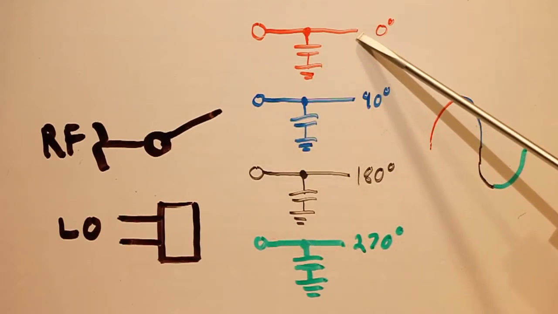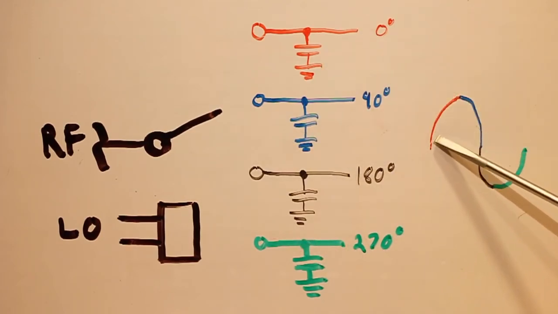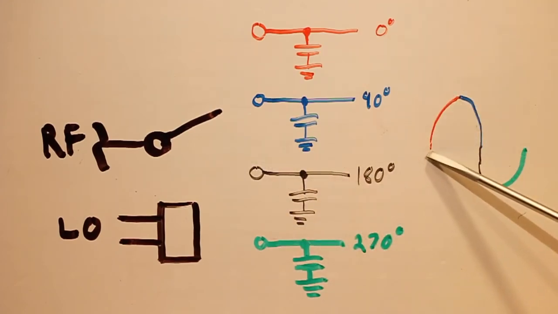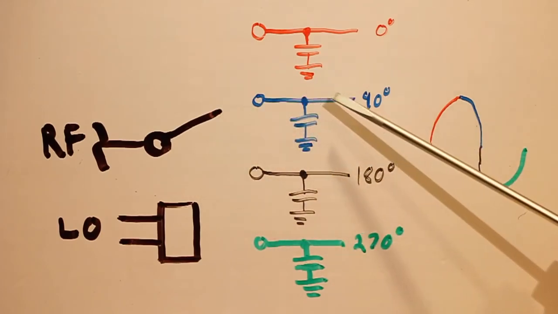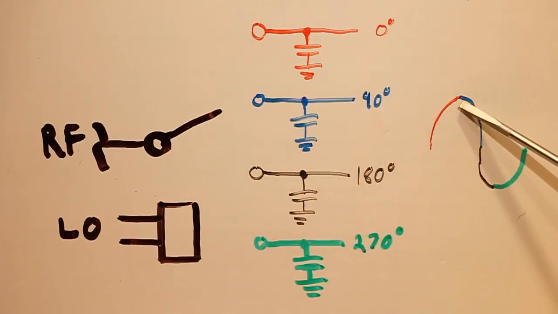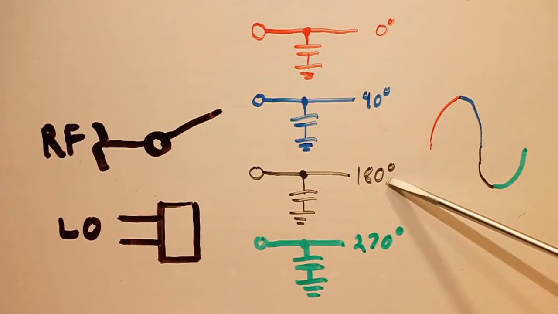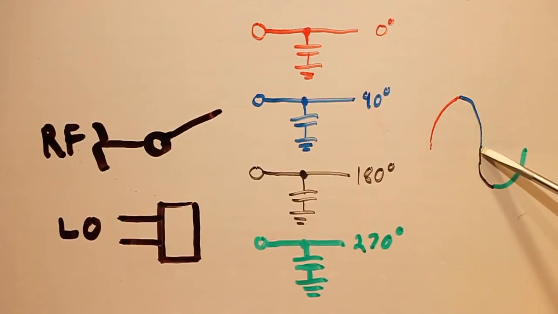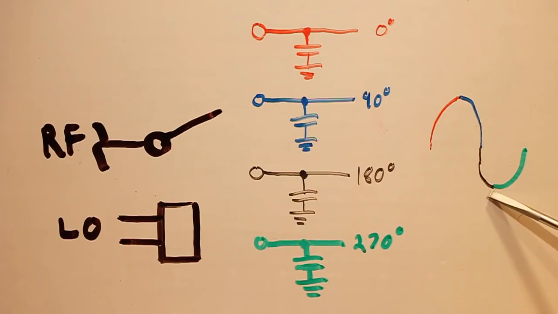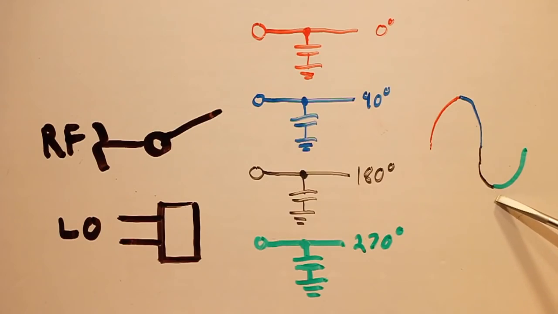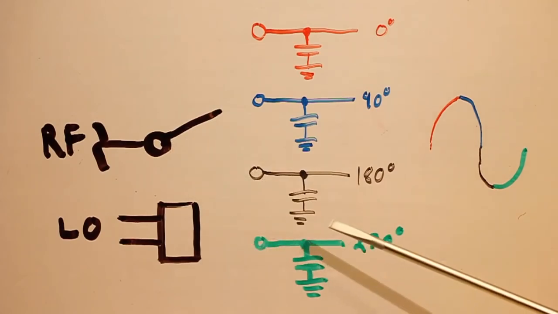So the first output in red here is going to see the first quarter cycle of the RF input, and in fact it's going to start sampling at 0 degrees. We're then going to switch to the second output in blue, and it's going to start sampling at the 90-degree phase of the input signal, and it's going to sample that quarter cycle. Likewise, the third output will start sampling at 180 degrees, and it will see the third quarter cycle, and the last output will start sampling at 270 degrees and see that last quarter cycle of the RF input signal.